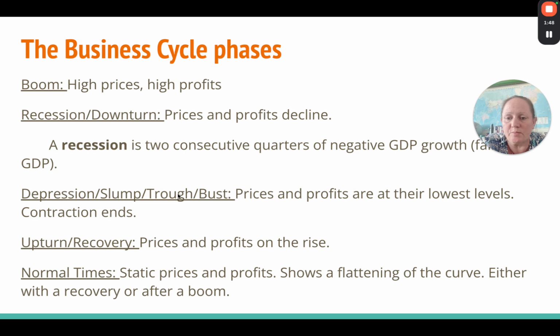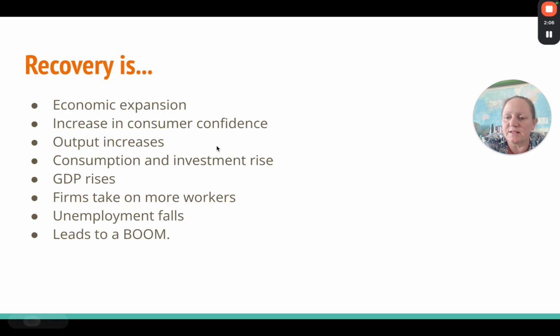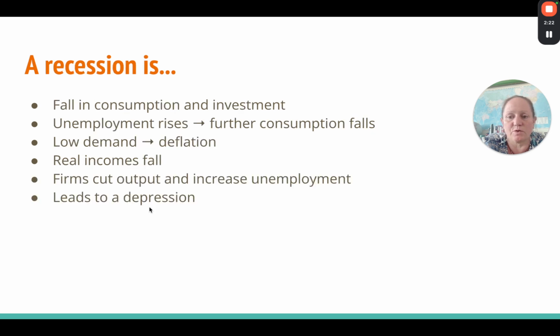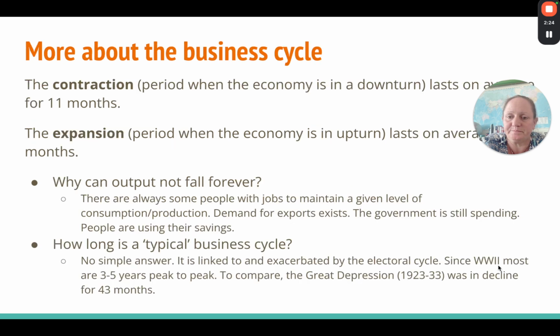The depression or the slump or the trough or the bust, that's the bottom point. The prices are at the lowest level and the contraction ends. The upturn or the recovery, the profits rise, and normal times are relatively static. It shows a relative flattening of the curve. It could be either with a recovery or after a boom. These are the characteristics of a recovery and show general things that happen in that phase. And the boom is the highest point, where the prices are highest and the growth is highest. A recession is, of course, the slowing down or the bottom.